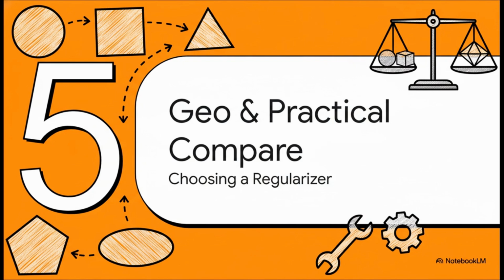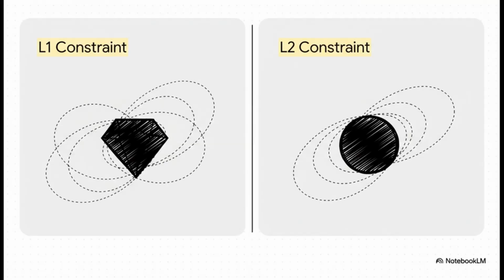All right, let's put this all together and do a direct comparison. We'll look at the geometry one more time and lay out a practical guide for choosing the right regularizer for your problem. And here it is, the core geometric difference, side by side. You've got the L1 diamond on the left with those sharp corners that give you sparsity. And then you've got the L2 circle on the right with its smooth edge that shrinks everything down nicely and proportionally, but doesn't have those special points that force coefficients to 0.